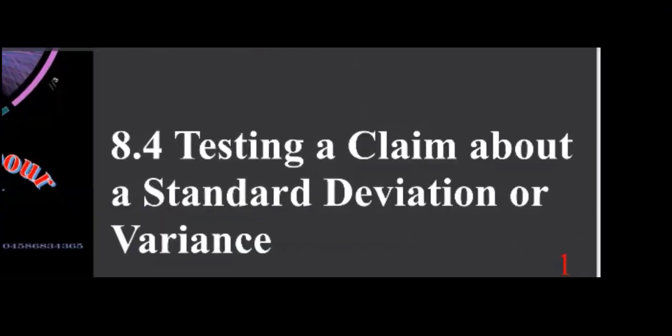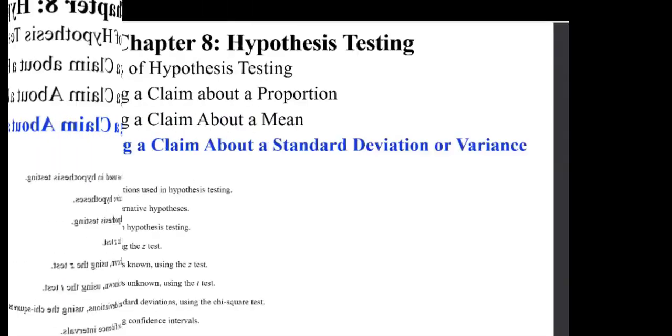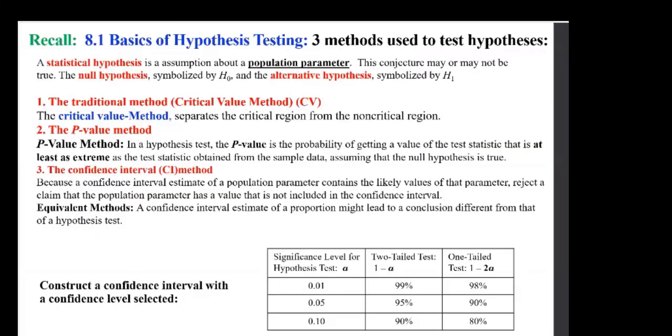All right. The next topic is testing a claim about the standard deviation or variance. So we looked at the test of hypothesis, various methodologies, and what it means. There are three different methods. The traditional method uses the critical value and compares numbers. The p-value method uses the area and compares two areas. One of them is the p-value and one of them is alpha.